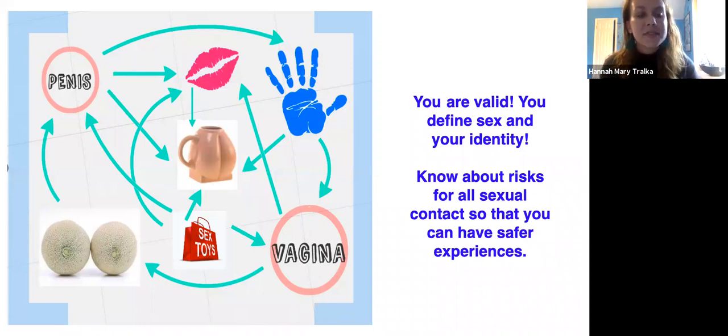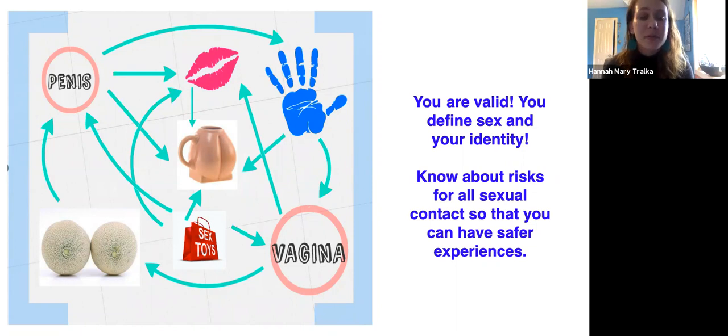We basically just want to first validate everyone's versions of sex and sexual contact. The way that you define sex may be different than another person, and that's perfectly okay. It could be hand to genitals, mouth to genitals, genitals to genitals, so many different combinations, and you can see here on the slide just some of the many possibilities. The one important thing to remember is that all sexual contact comes with risks. So we need to know what those risks are so you can have a safer experience.